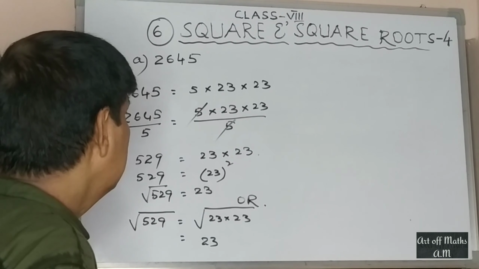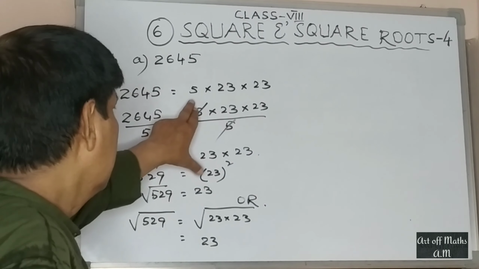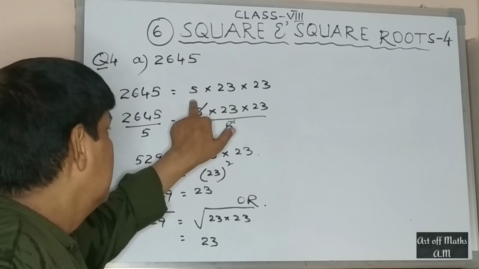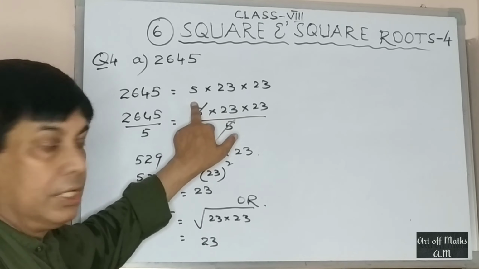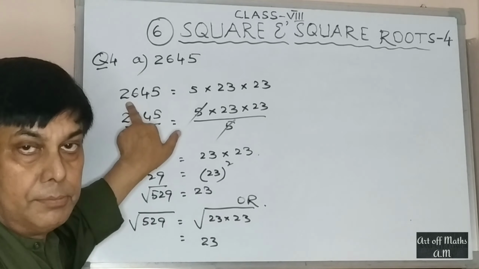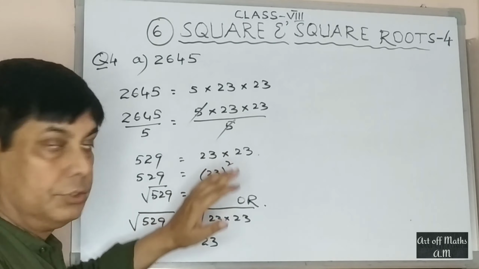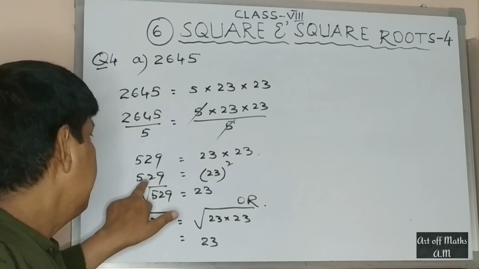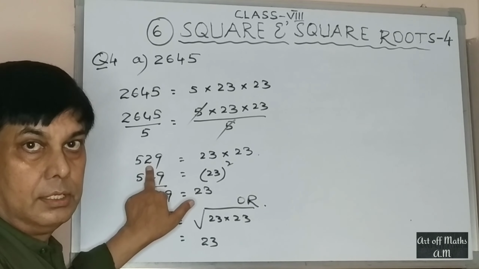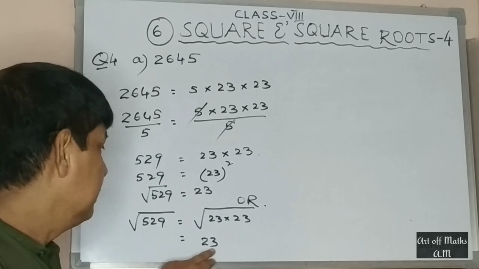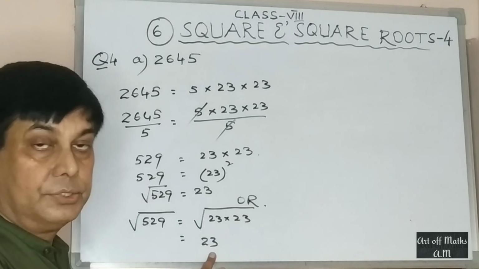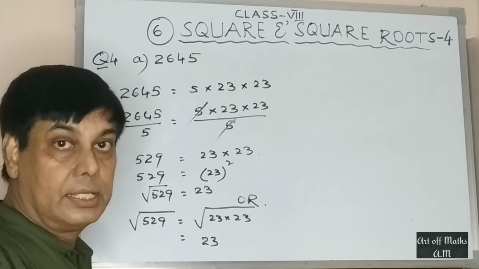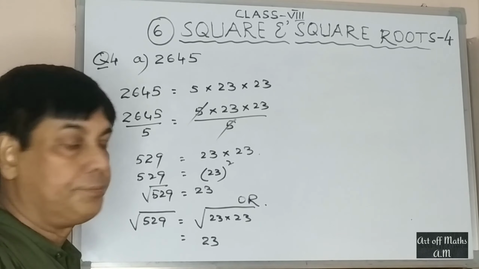So conclusion, what will be the conclusion? The least number 5 by which we have to divide the given number 2645 so as to get a perfect square number is 529, whose square root is 23. This is the conclusion. You must write it at the end of the answer.